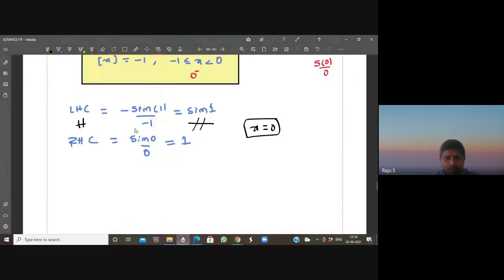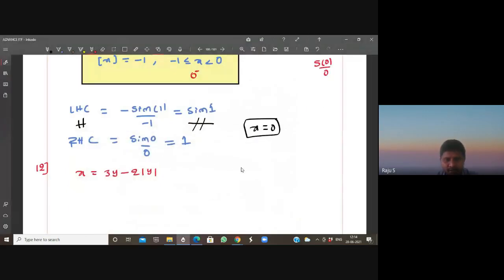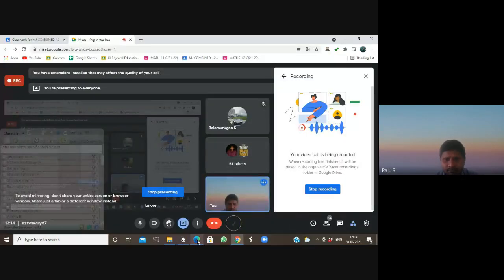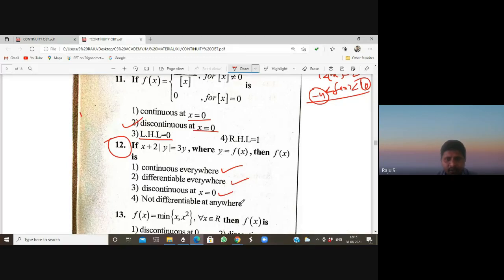So I want to write x is equal to, shall I write here x is equal to 3y minus 2 into modulus y? Yes, we can write. What is the question here? Question is that continuous everywhere, differentiable everywhere, discontinuous at x is equal to 0, not differentiable anywhere. Let's see whether it is continuous everywhere or differentiable everywhere or not.